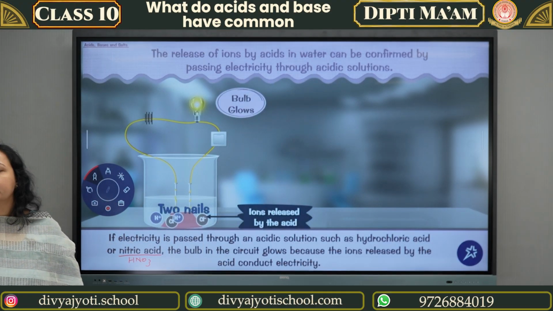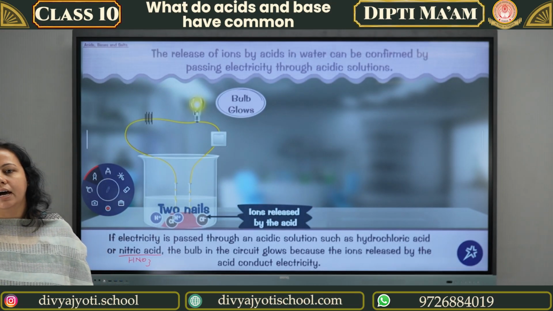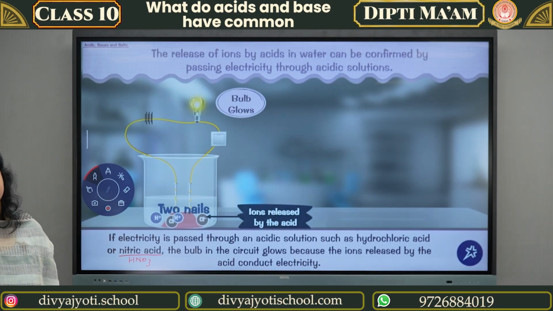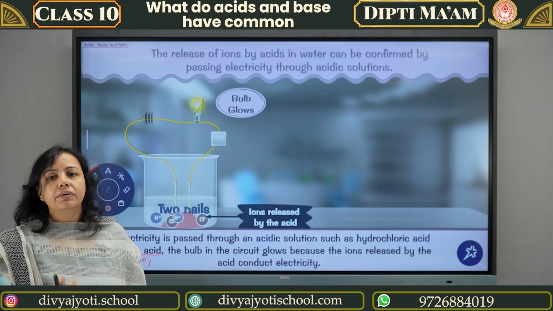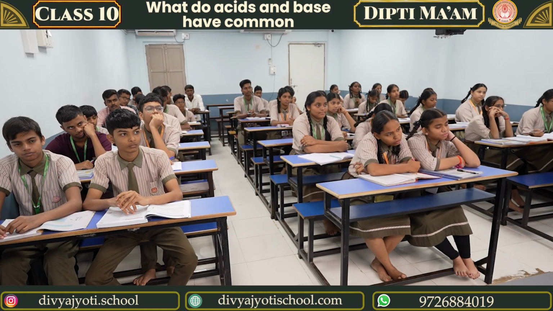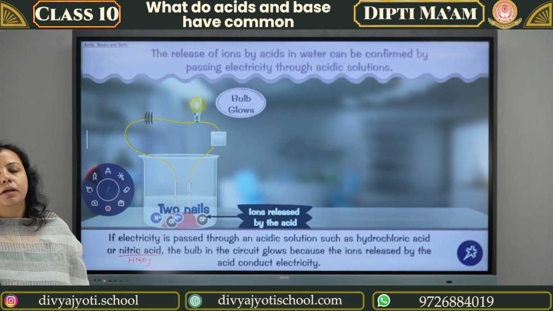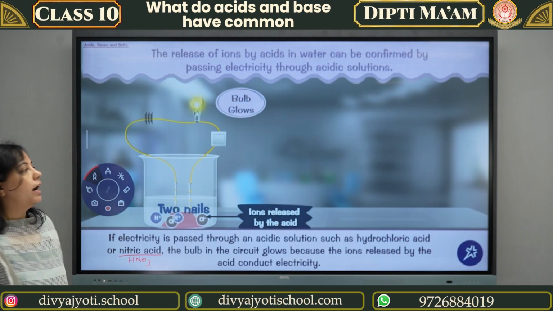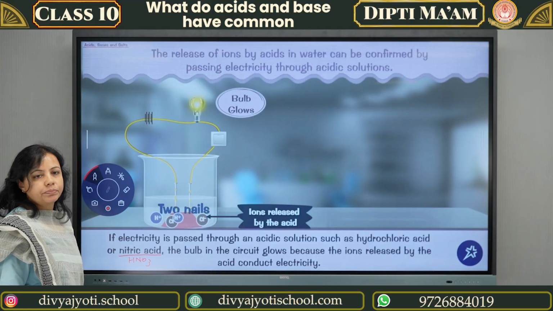The bulb in the circuit glows because the ions released by the acid conduct the electricity. Why is the bulb glowing? Because the acid released ions. Which ions are released by the acid? Hydrogen ion, that is known as the H+ ion. And because of releasing the H+ ion, the bulb is glowing here.